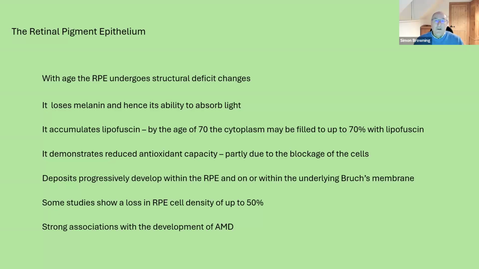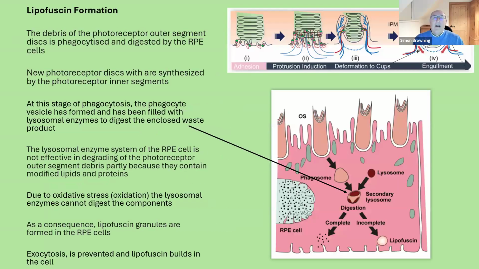So you think if you've lost 50% of your retinal pigment epithelium, then those rods and cones are no longer functioning. And that's why we see such a strong association with the development of macular degeneration. So how do we get the lipofuscin formed?